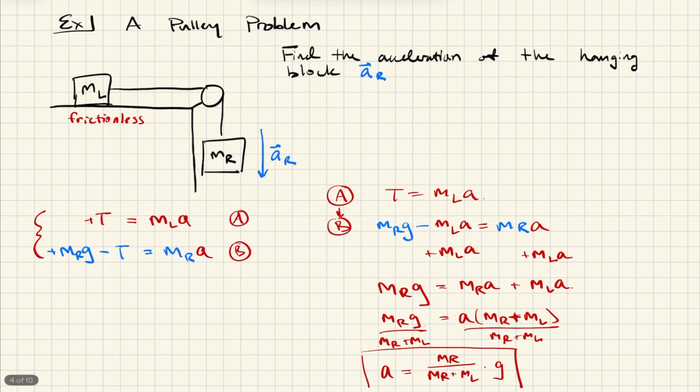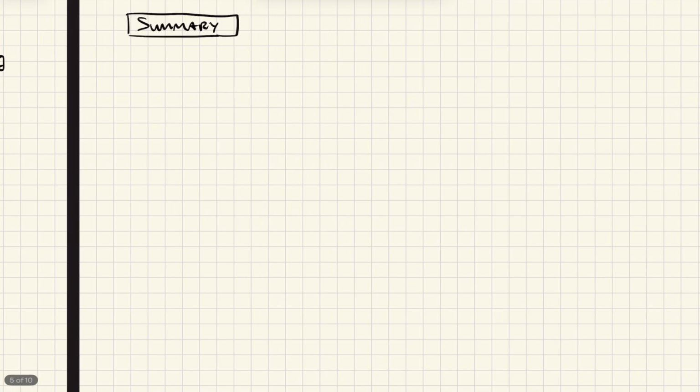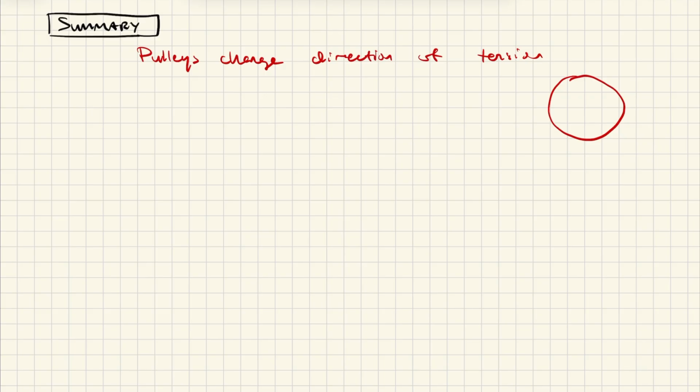All right, so let's move on to a quick summary of what we talked about in this video. So first, we found that pulleys change the direction of a tension. For example, if we have a pulley here, and a rope slung over the pulley with two things attached to each side, we know that there's going to be some tension on the left-hand side and a tension on the right-hand side associated with the ropes on either side.